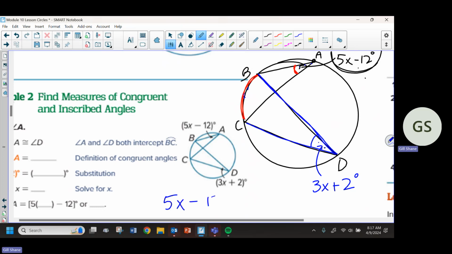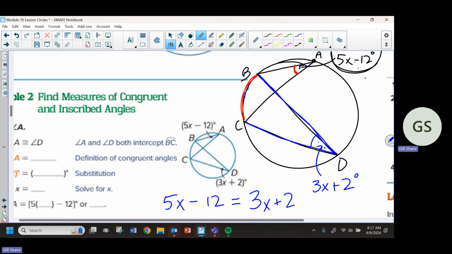So what is it? Subtract 12. If that's the measure of A, we know the measure of A has to equal... Like I said, if you can say it or write it in words, the measure of angle A is the same as the measure of angle D. Well, that means the measure of angle A equals angle D. So you just take whatever the measure of angle A is and the measure of angle D, and you set them equal in the equation.